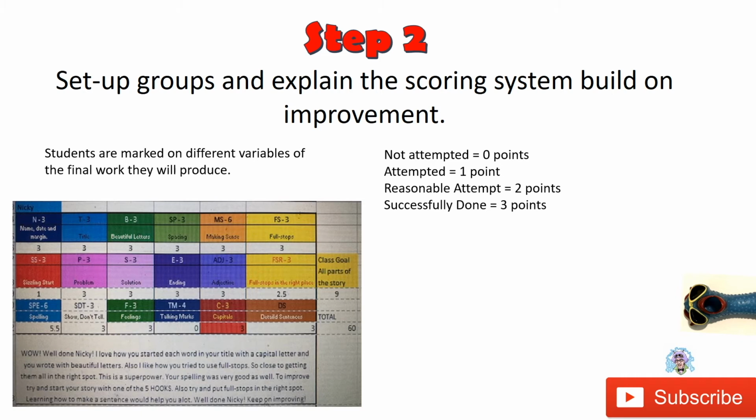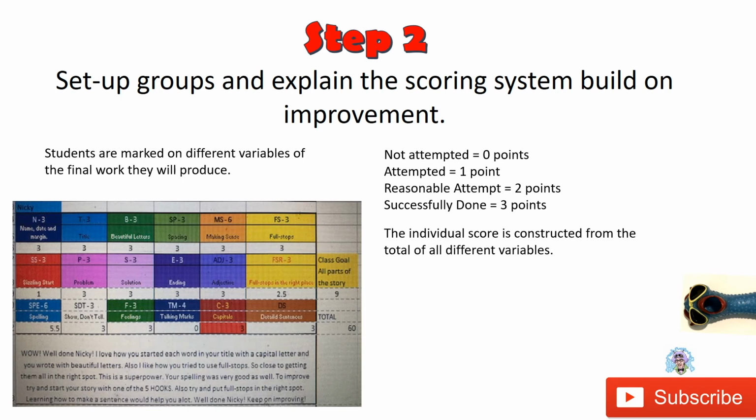2 points will indicate that a reasonable attempt was made and they had some success in doing it. And 3 points is the highest that they could get, and that basically communicates that it was successfully done. The individual score is constructed from the total of all variables.